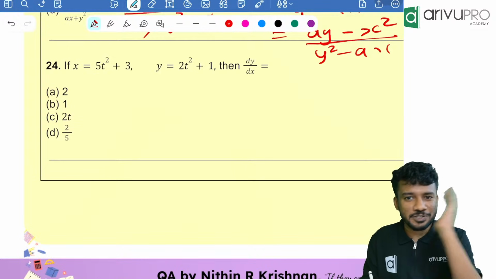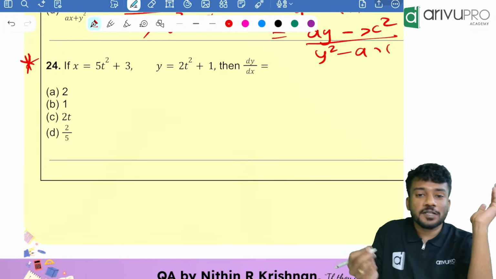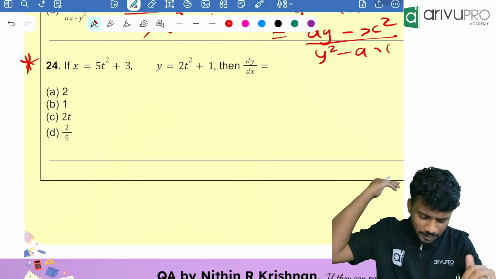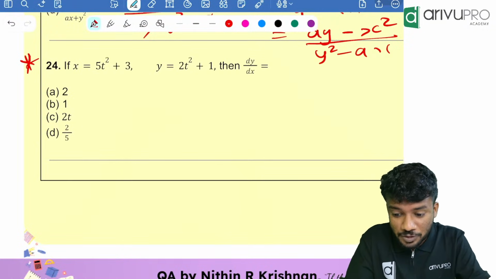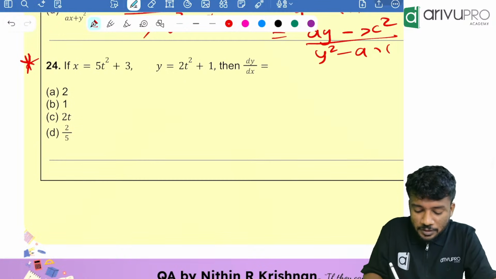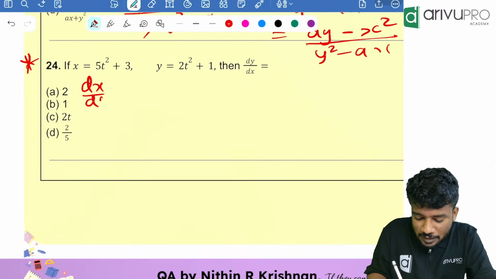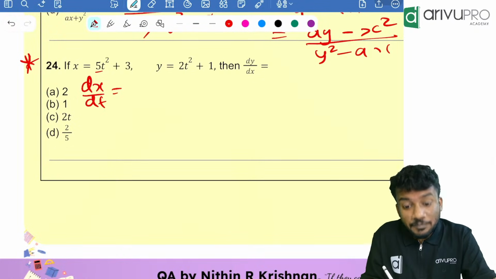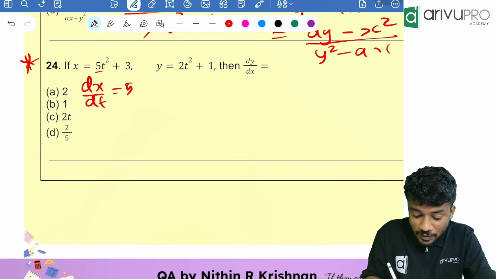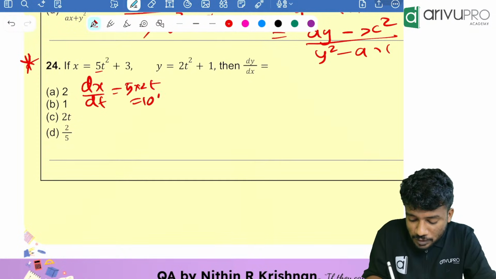Finally a parametric question. I am expecting a question based on parametric differentiation in the coming attempt. The reason is that in the previous attempt they didn't ask a question based on this. So x is equal to this much. You find dx by dt. Derivative of 5t square is 5 into 2t, which is equal to 10t.